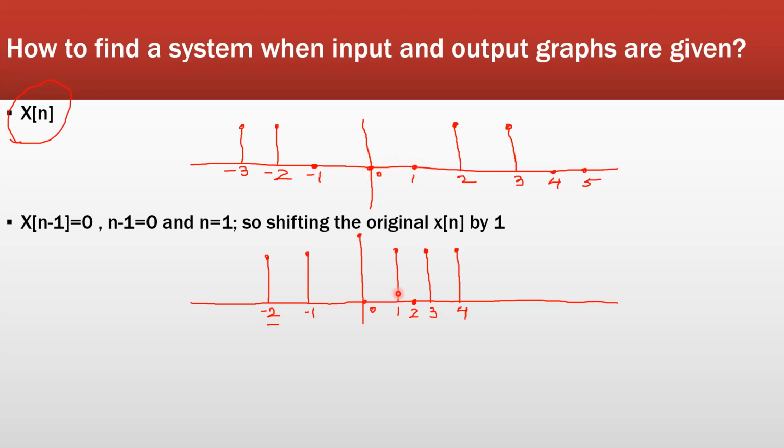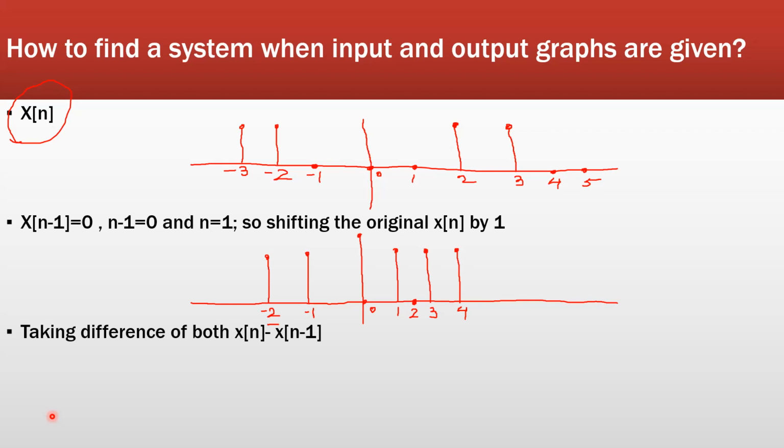At 1 it is 0, and we have to shift it 1 time. 1 plus 1 is 2, so we will get an impulse at 2. Similarly for 3 and 4. This is the shifted version of the original signal, that is x of n minus 1. Now the next step is to take the difference between x of n and x of n minus 1, the previous state and the present state, that is, the current value minus the previous value.